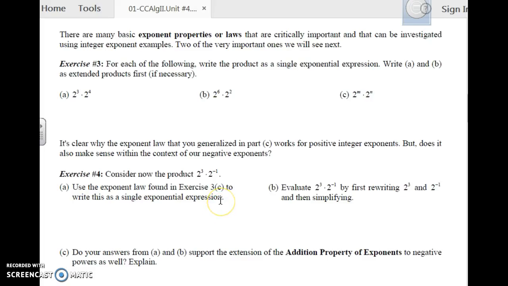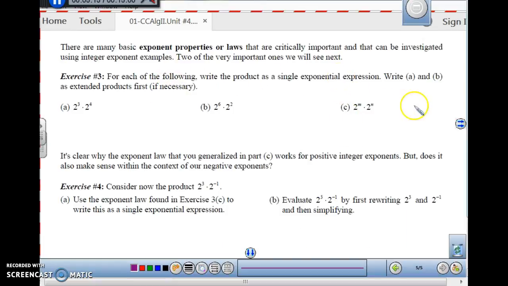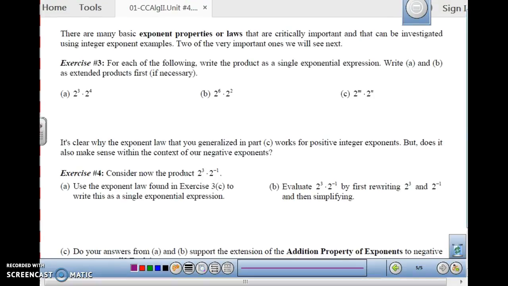All right, now let's review our basic exponent laws as well. Let's write the product as a single exponential expression. And if we need to, we can write it as extended products if we need to figure it out. Okay, 2 to the third times 2 to the fourth. When you multiply the same base, what do you do with the exponents? You add them. All right, because it would be 2 to the 3 plus 4, which is 2 to the 7th. Now, why is that true? Because 2 to the third is actually 2 times 2 times 2, times 2 to the fourth, which is 2 times 2 times 2 times 2.